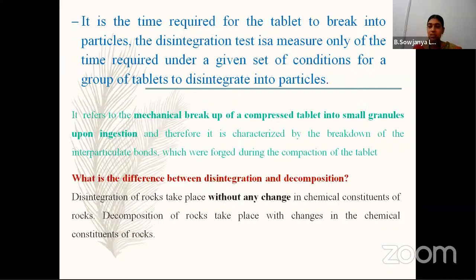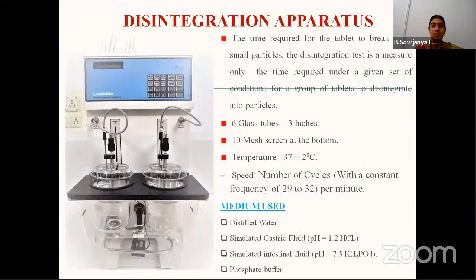It is called disintegration. And the changes that take place in the chemical constituents are simply called decomposition. It decreases the activity of the drug and also shows adverse effects. So disintegration and decomposition are both different. This is the disintegration test apparatus. Simply, the definition is the time required for the tablet to break into smaller particles like granules.